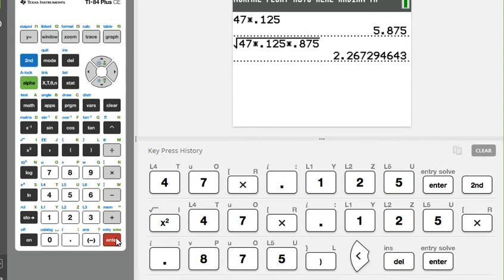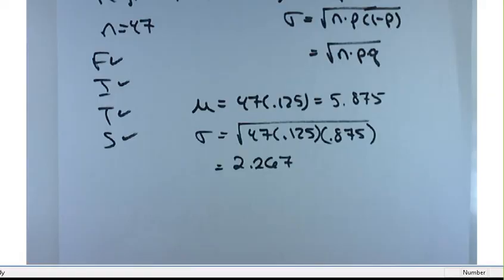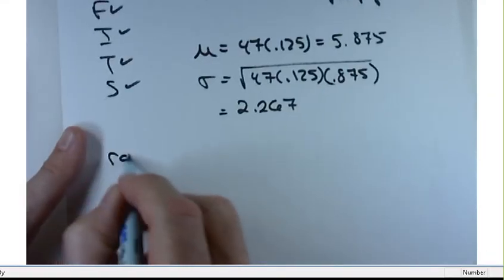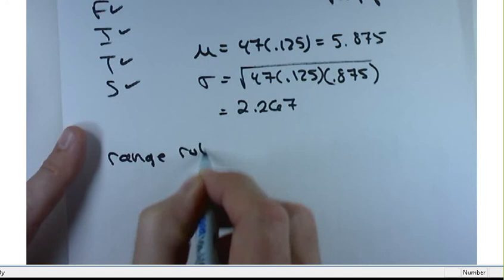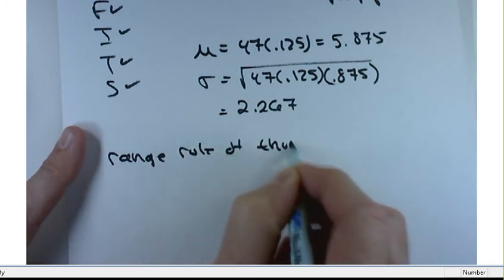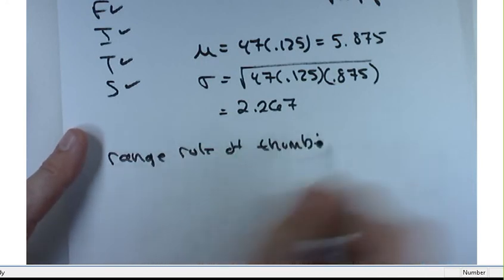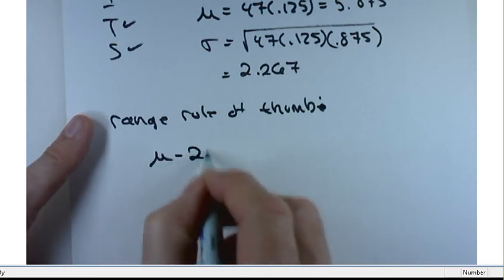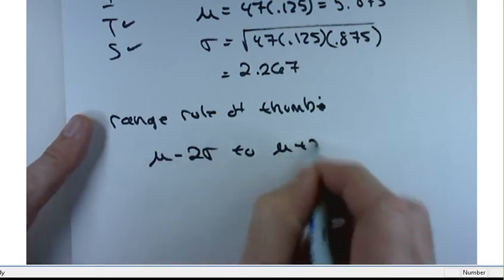Not bad. Let's apply the range rule of thumb to this data and see what would be unusual, what would be unusually high or unusually low. Where do I set that boundary? Now, let me give you a reminder and then a suggestion. The reminder for the range rule of thumb is this: mu minus 2 sigma to mu plus 2 sigma.